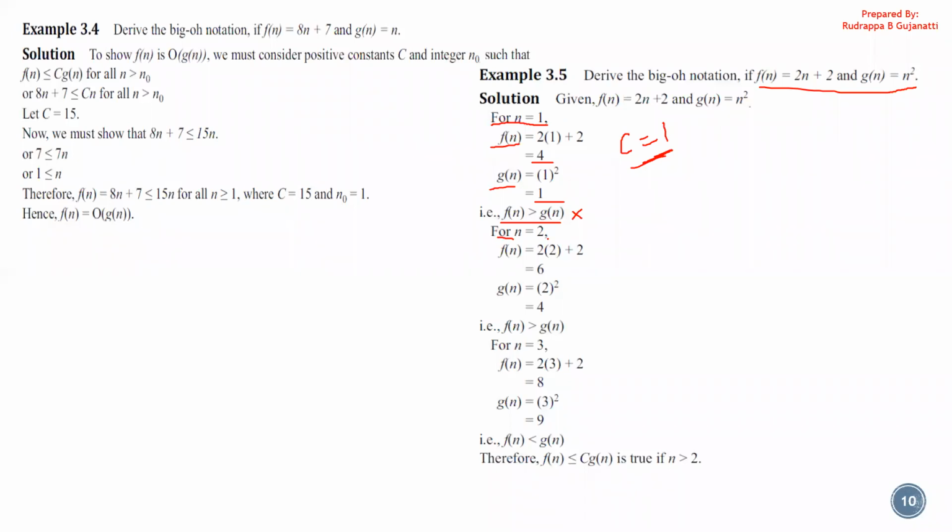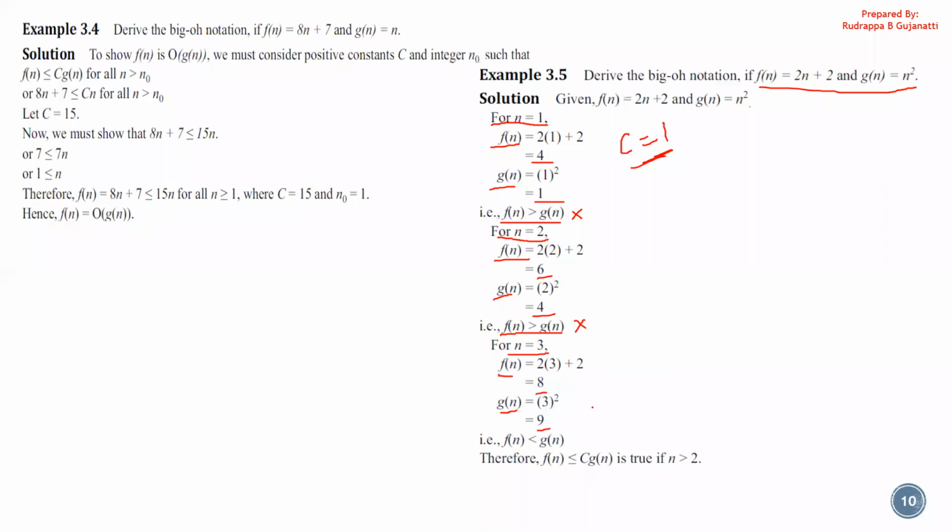Now next, you try to substitute the next possible value of n, which is 2. When you substitute 2, f of n is equal to 6 and g of n is equal to 4. So again, even here, f of n is still greater than g of n. So it is not BigOh notation of g of n for n equal to 2. But for n equal to 3, we have f of n equal to 8 and g of n equal to 9.